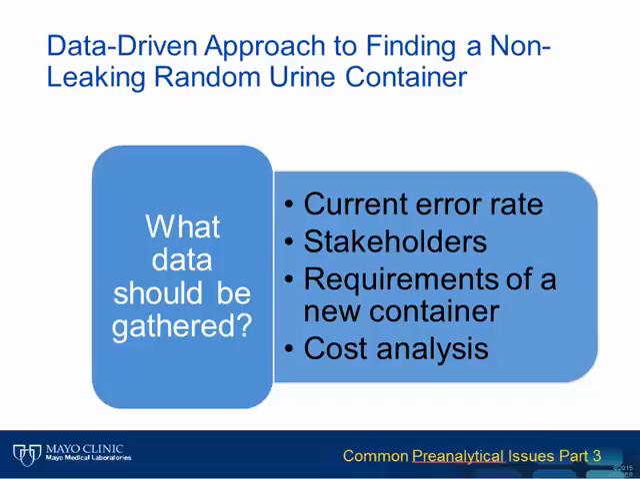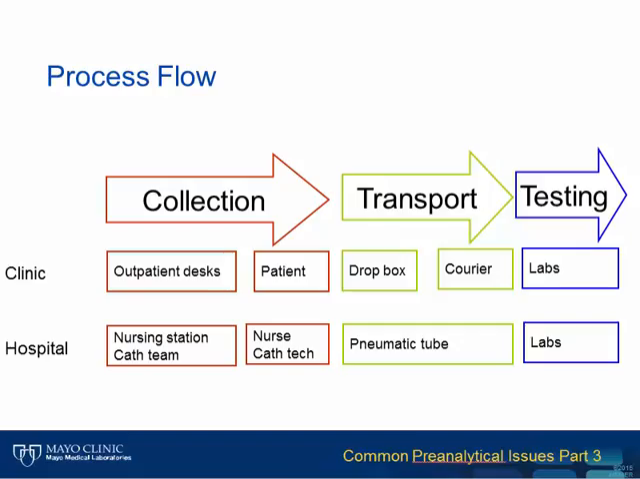In order to do so, we needed to gather some data. We needed to understand the current error rate, identify the stakeholders, define the requirements of a new container, and consider the costs of any proposed containers. This diagram helps identify stakeholders and understand the process better.